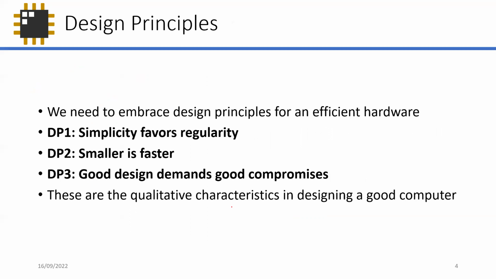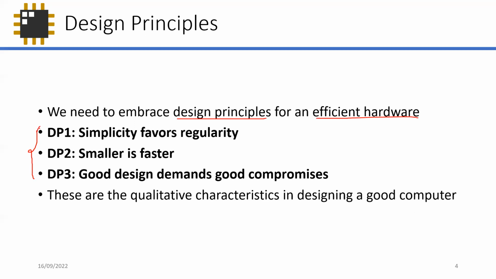Now, for every processor that you design, there are always three design principles for an efficient hardware. By efficient, we mean many things like low power or low energy, reusability, flexibility, and several very nice qualitative things. However, there are three design principles that are mandatory, or maybe not mandatory, but three things that people always look for.